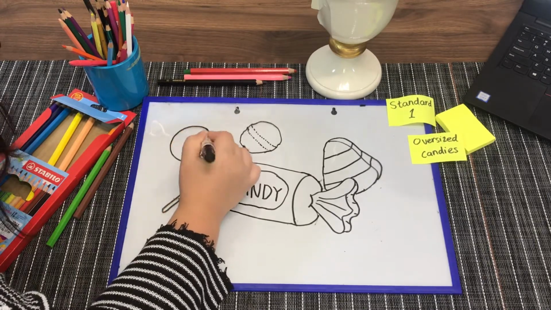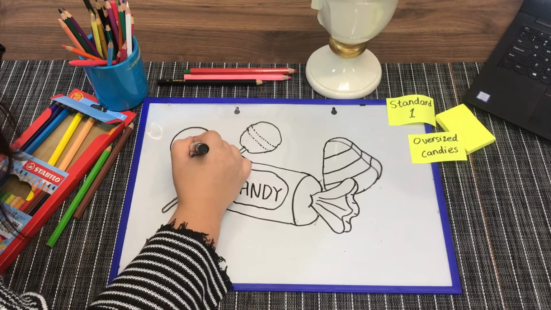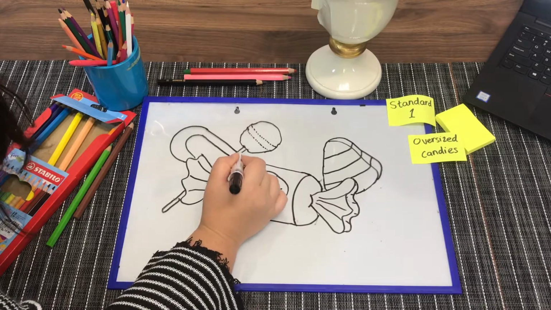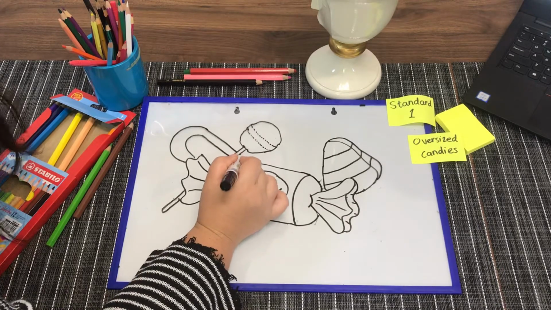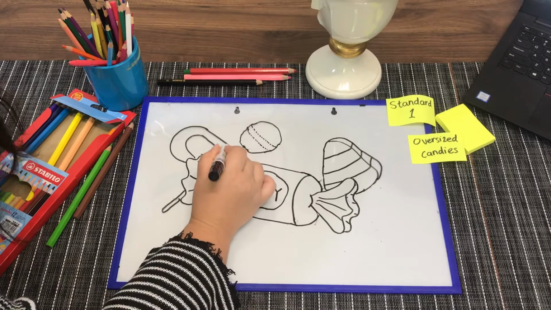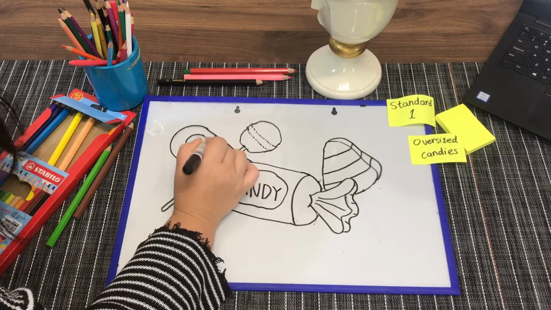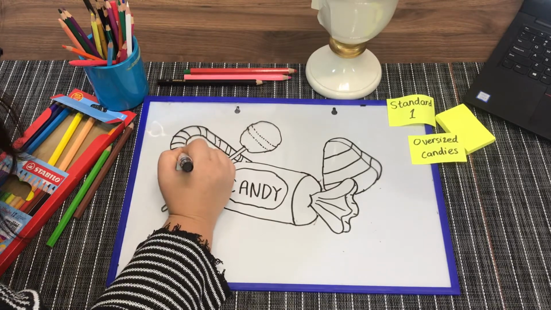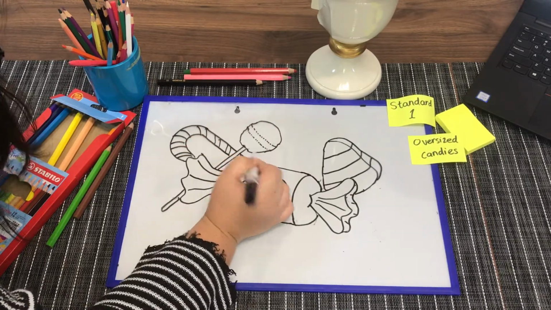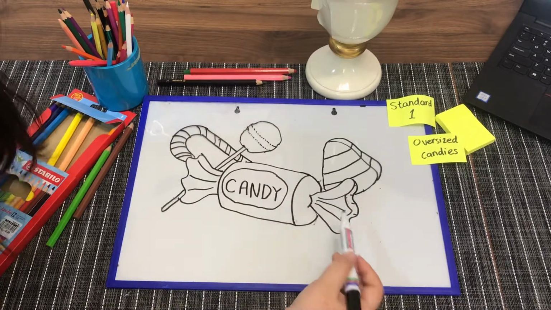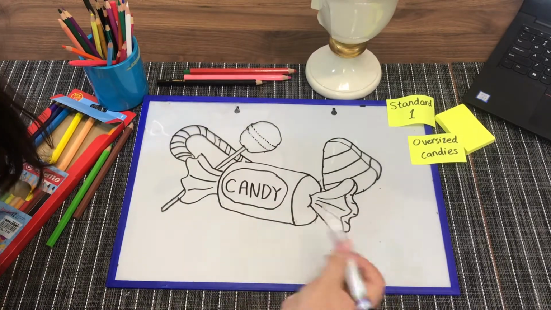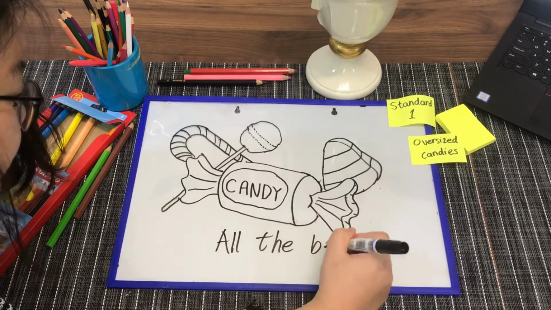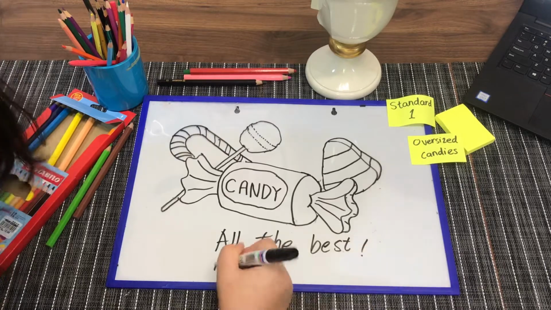Right, so this is my candy. It's hidden a bit behind the big candy. So my candy, the color should be black. No, it's white and red, right? Alright, so that's your candy. Okay, can you try? All the best. Be creative.